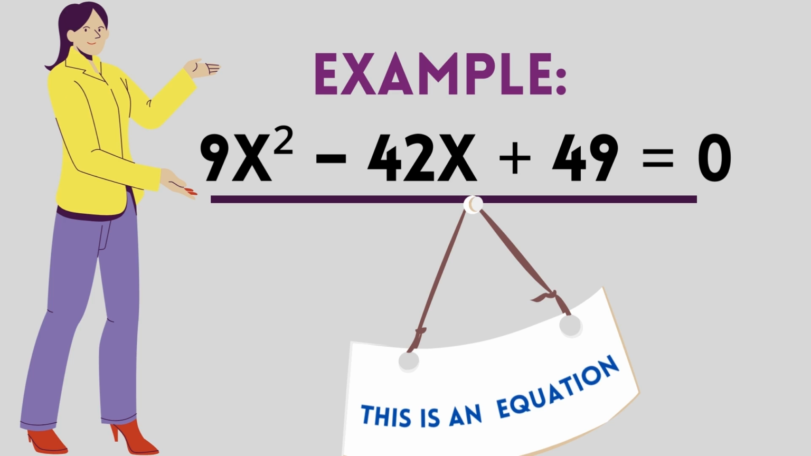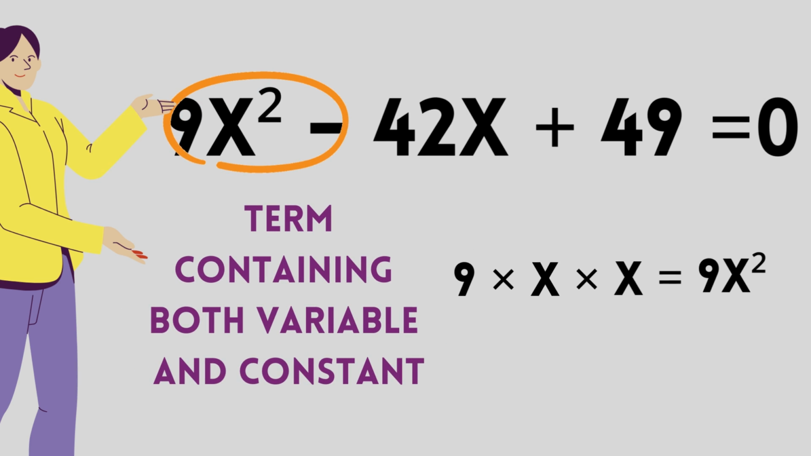Now let us look at the equation over here and identify the variables and the constant terms. Here, x is the variable and it has the power 2, which means x is multiplied twice, that is x into x. Further, x square is multiplied to 9 to obtain 9x square.